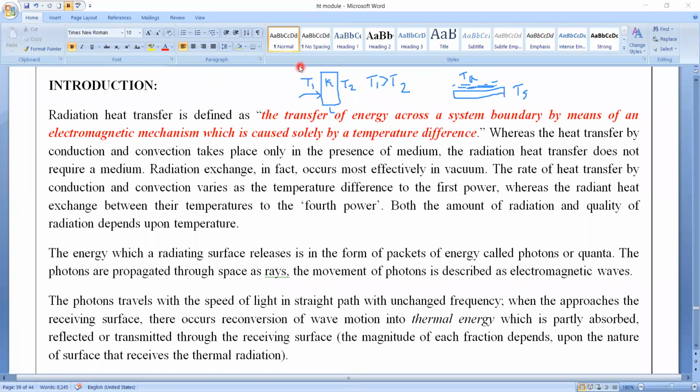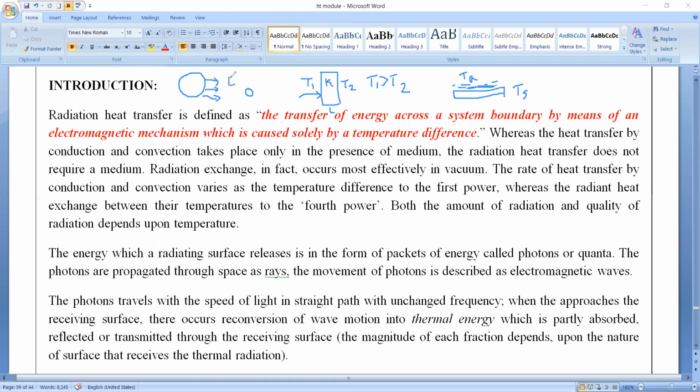Now if we consider an example, let us consider this is the sun and this is the earth. The sun is so far away from the earth. In spite of that, we are feeling the heat. That means the thermal radiation from the sun is reaching the earth through this space. And we know that in space we don't have any air or any medium. In spite of that, the thermal radiation from the sun reaches the earth in the form of electromagnetic waves.